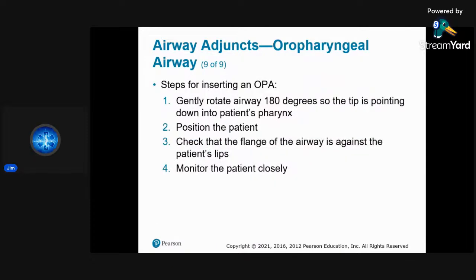We're going to gently rotate 180 degrees so the tip is pointed down in the patient's pharynx. Position the patient, check the flange of the airway is seated proper against the lips, and we're going to monitor the patient closely.